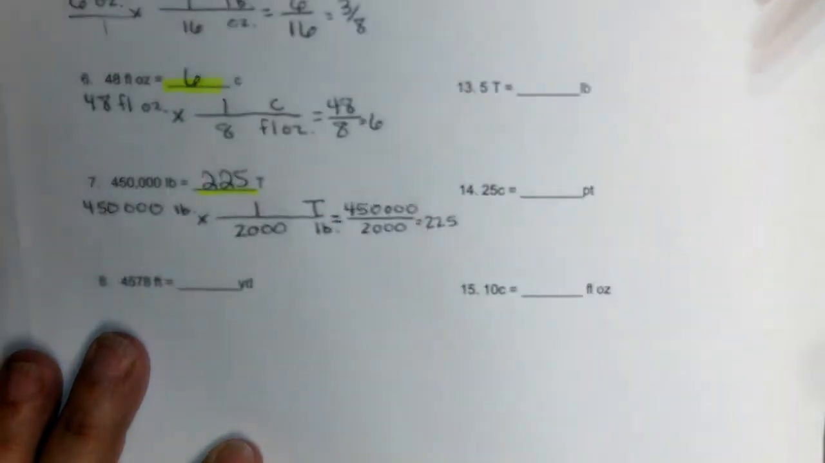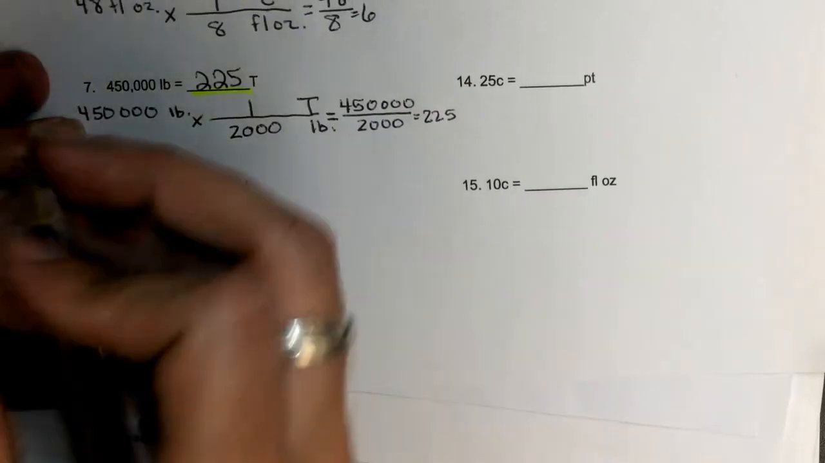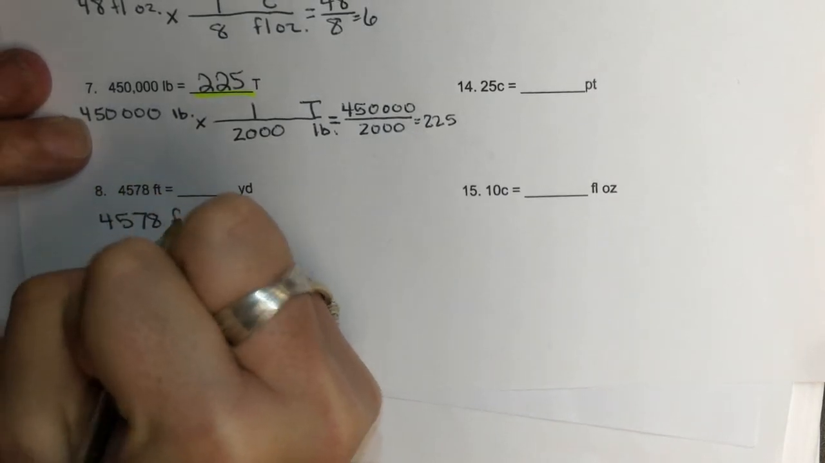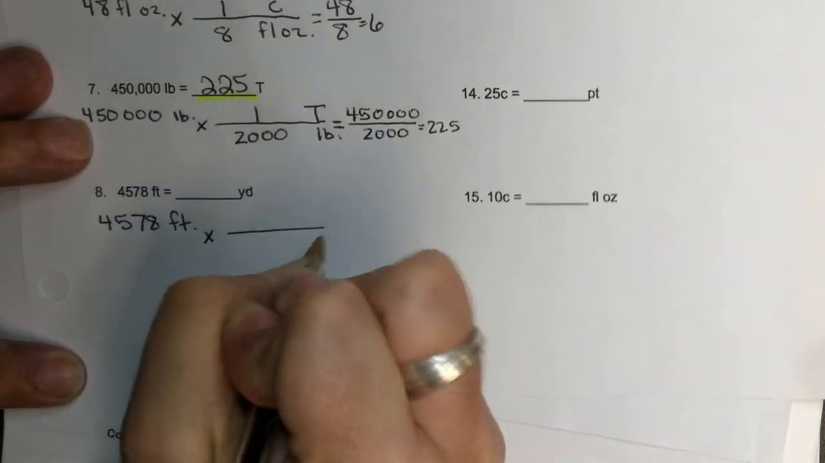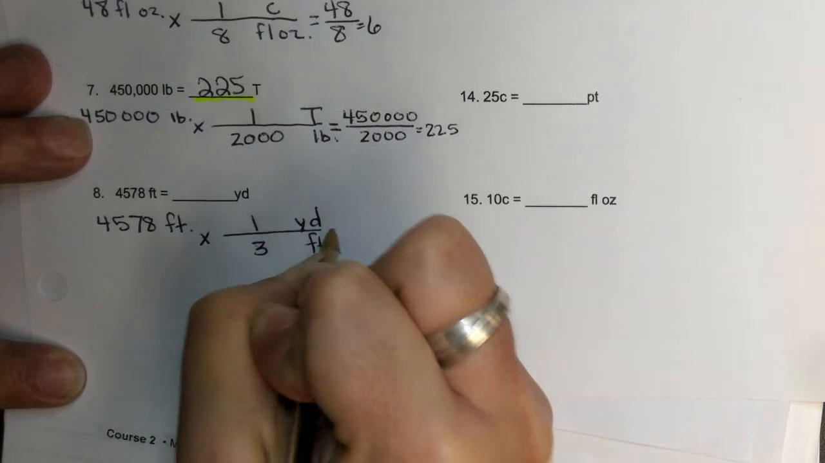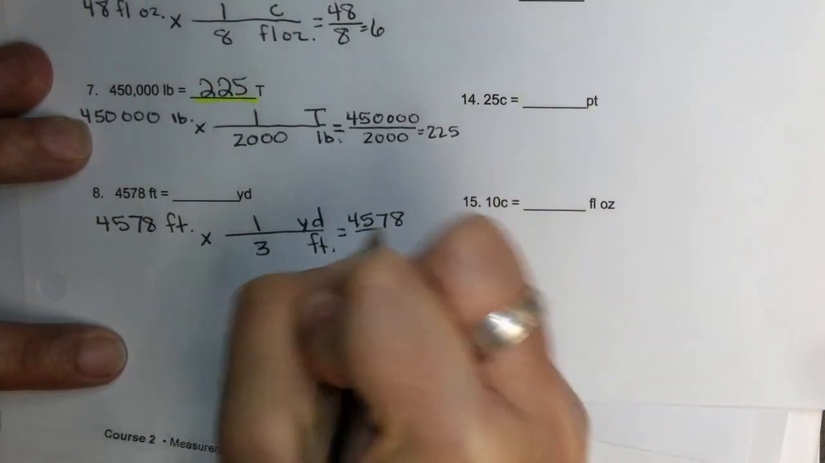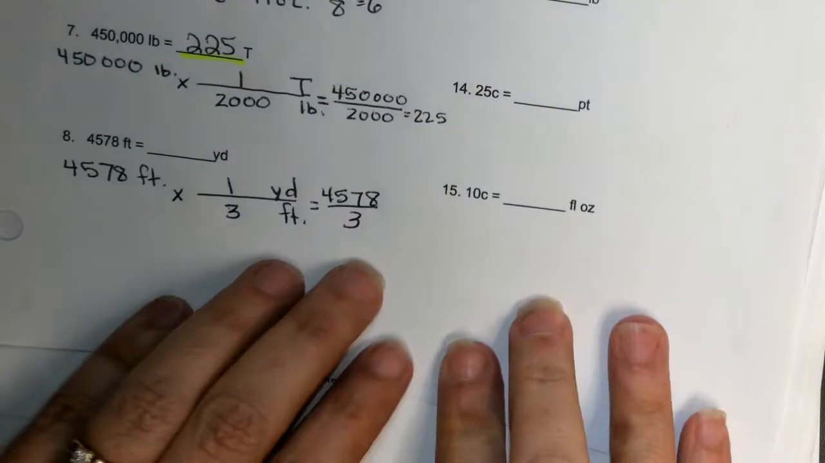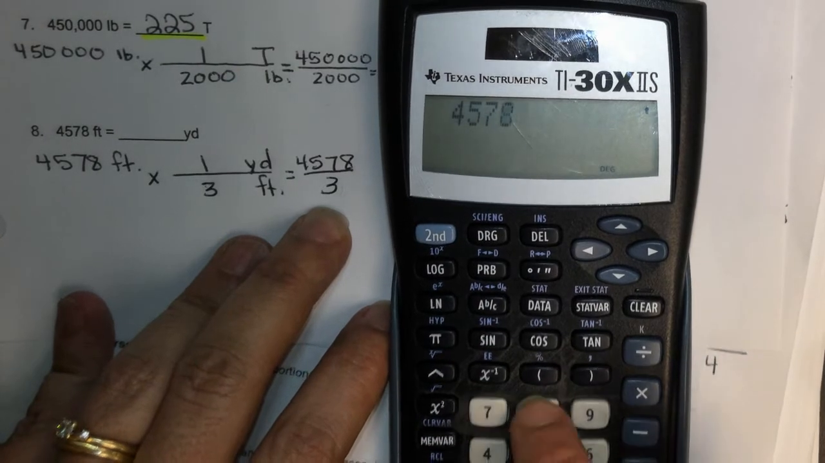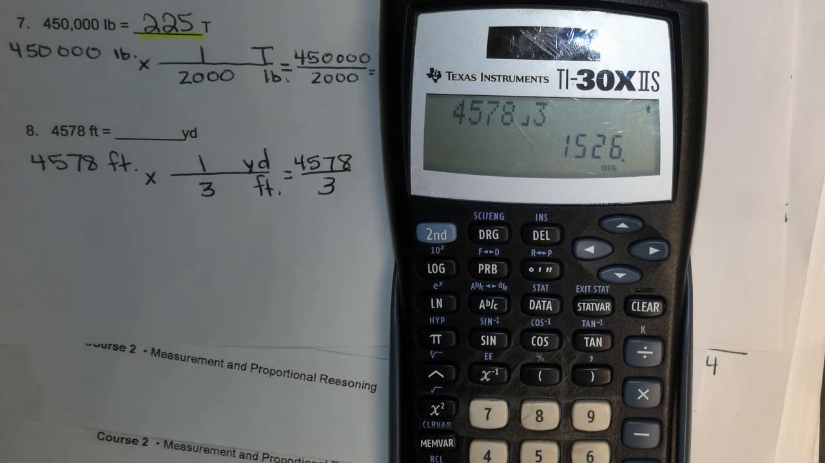Okay, number 8. Another large number. Let's see how this goes. If you're not sure, use the ABC button. ABC 3. I get 1526.